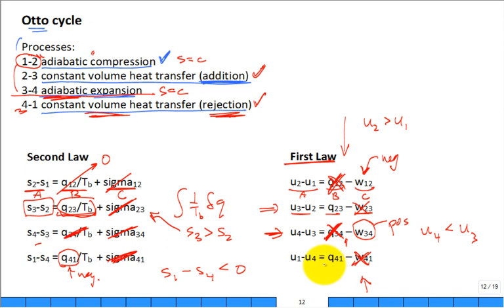And these are non-zero. Let's circle the ones that are non-zero. But that's negative. This one is going to be positive. This one is a heat rejection, so it's going to be negative. And this one we already talked about is positive.